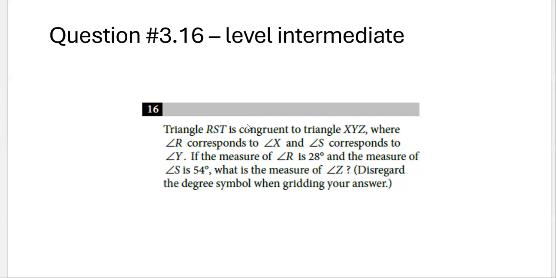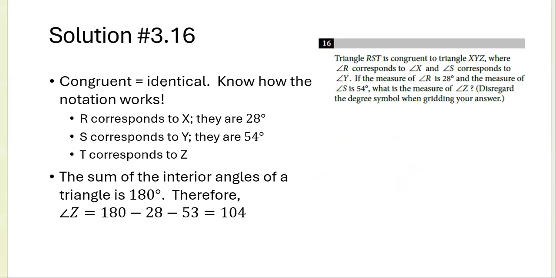And how do we get the measure of angle T? Well, we need to know the sum of the interior angles in a triangle. It's 180. So 180 equals R plus S plus T. So we just do a subtraction. Let me go to the next slide now. Okay, so this is what I'm saying about the notation, where the second part of the first sentence is totally unnecessary. So angle Z is 180 minus 28 minus 54, which is 98.